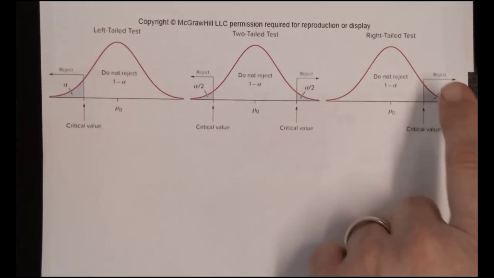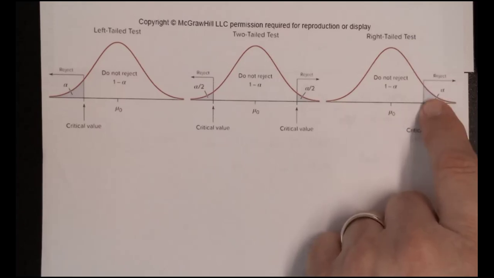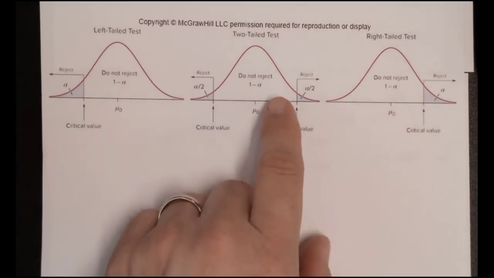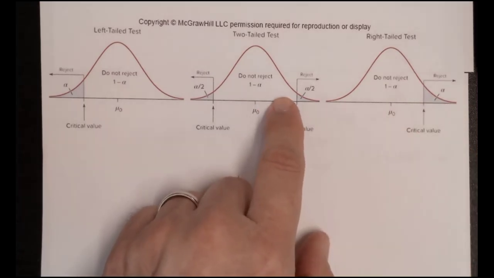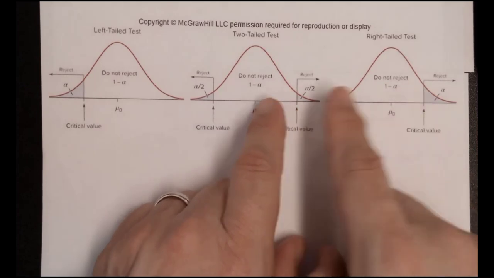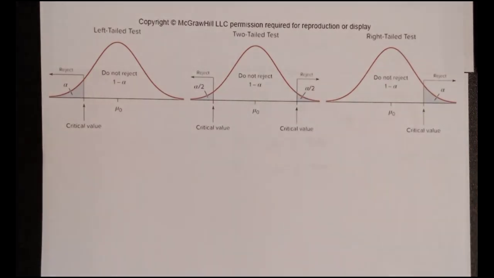In the one tail, our T calculate was in here. In the two tail, it was here. And so that meant we couldn't reject. Where the line got drawn changed because of which kind of test we were doing.